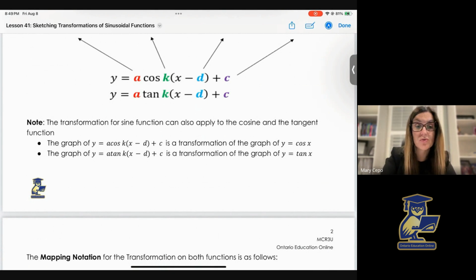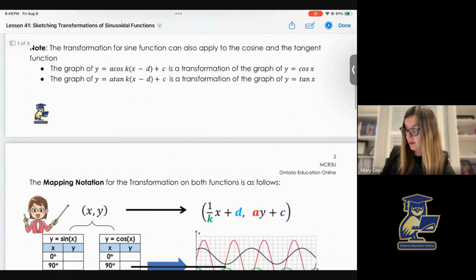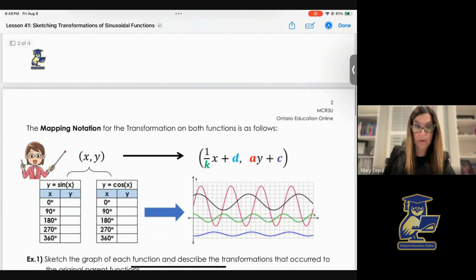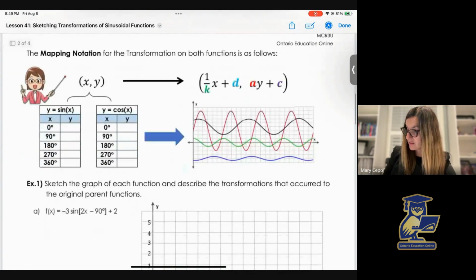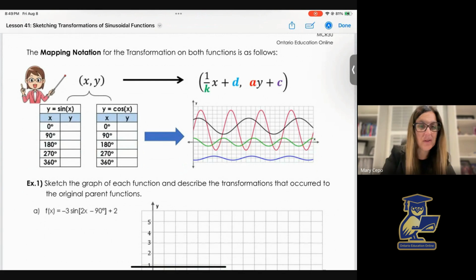So note the transformation for a sine function can also apply to the cosine and the tangent function. So as you see the notation there, A, K, D, and C impact all our graphs the exact same way. So reminding us of our mapping notation as well. The mapping notation for the transformation of both functions is as follows. Again, x goes to 1 over k times x, or x over k, which is the same thing, plus d. So k and d impact the x values, the x coordinates. A and c impact the y coordinates.